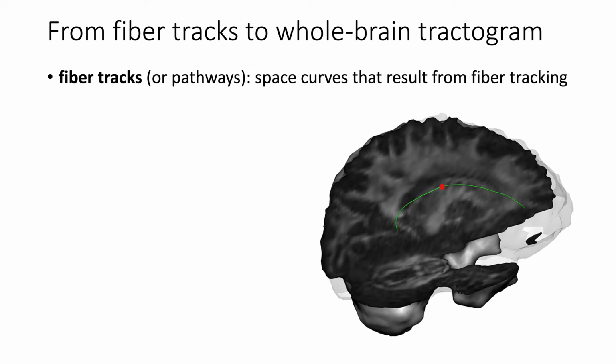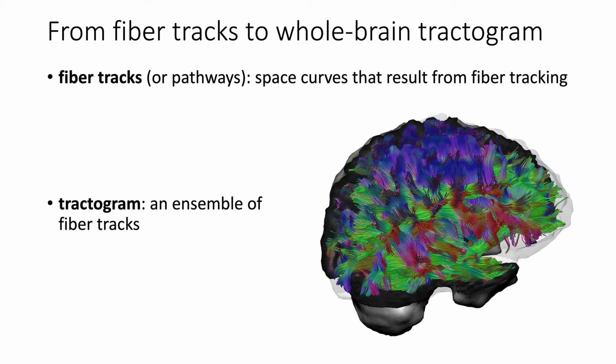The individual trajectories that result from fiber tracking are called fiber tracks or pathways. An ensemble of tracks is sometimes called a tractogram. This can be a whole brain tractogram that covers the entire brain, as depicted here, but it can also be limited to a specific fiber bundle.